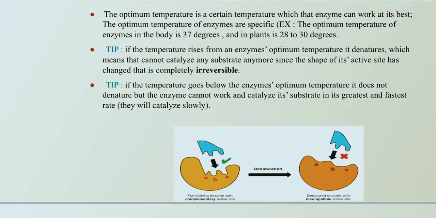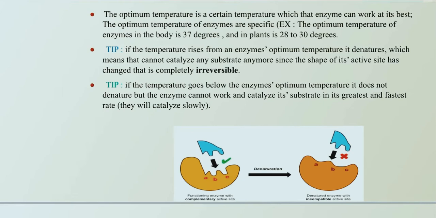And there is another tip here: if the temperature goes below the enzyme's optimum temperature, it does not denature. Don't forget this. But the enzyme cannot work and catalyze its substrate at its greatest and fastest rates. In other words, in summary, they will catalyze slowly.